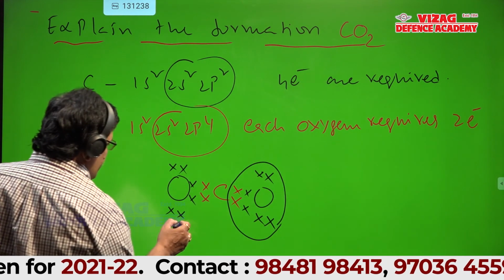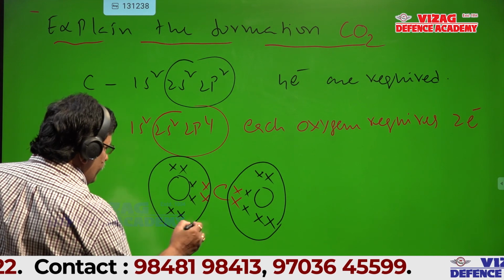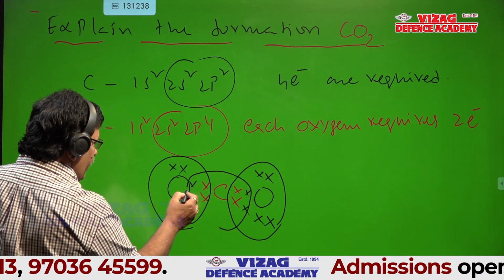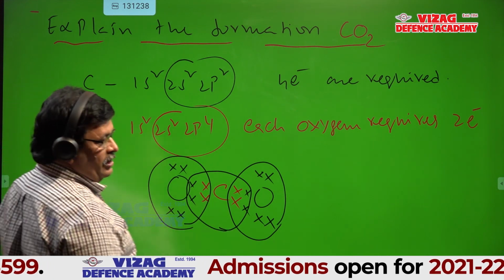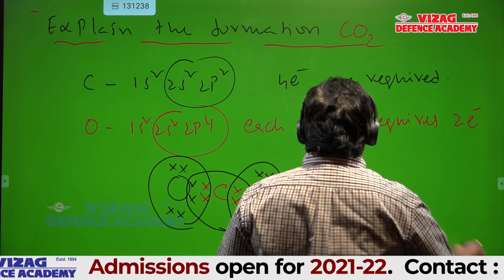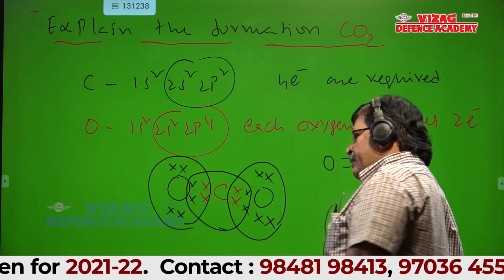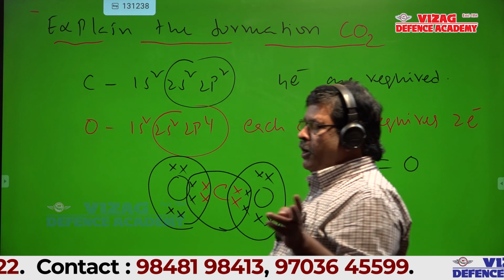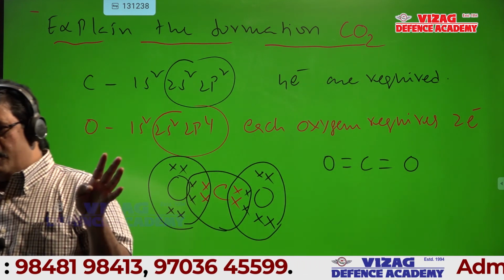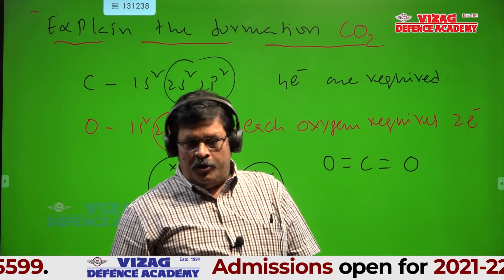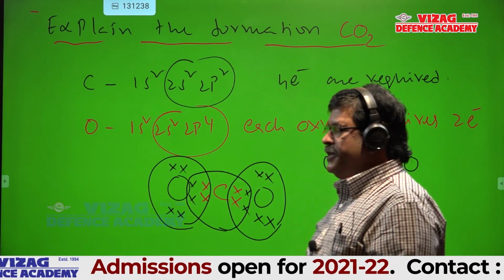See this oxygen same, and see the total electrons around carbon. All 3 atoms attain octet. So there should be a double bond between carbon and oxygen. 2 double bonds are there. Total covalent bonds in this is 4. Is it okay, students?